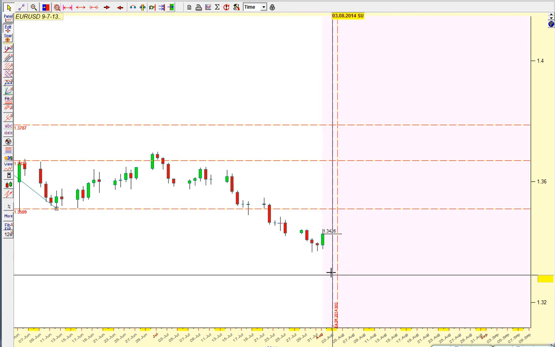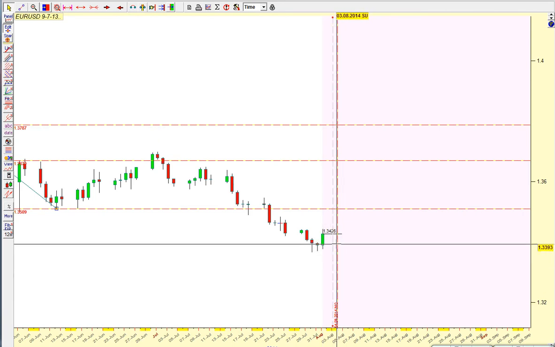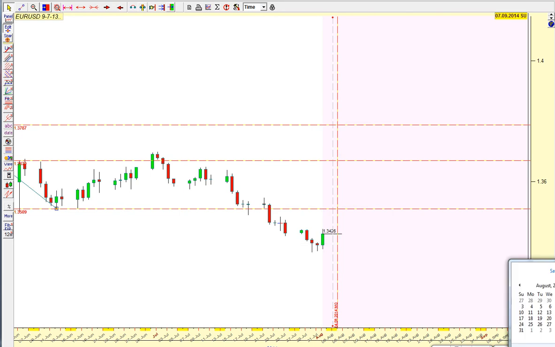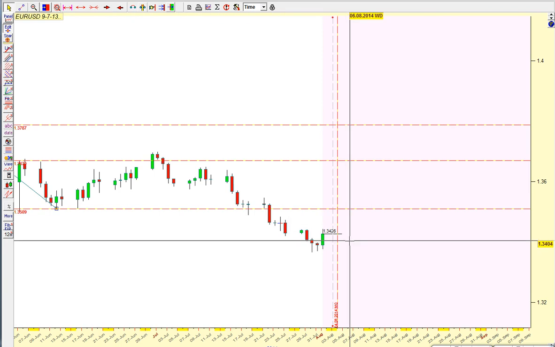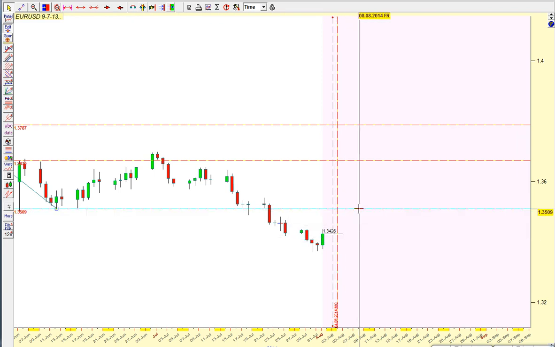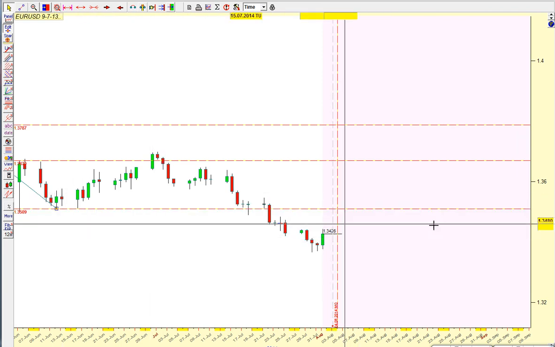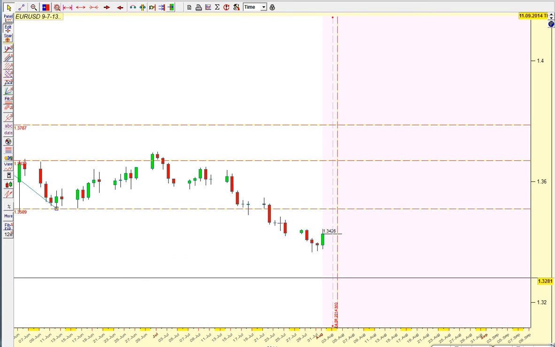So that would be what, Tuesday, right? Or Monday? Monday, yep. So that's the day you want to keep an eye on. See what happens. 35.09, pivot low. I think that's it for that.